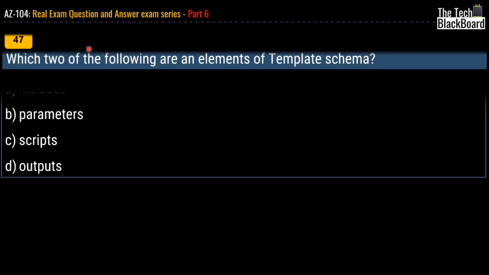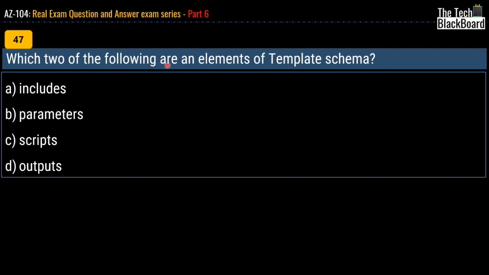Moving on with question number 47, which says: which two of the following are elements of template schema? And your options are includes, parameters, scripts, and outputs.